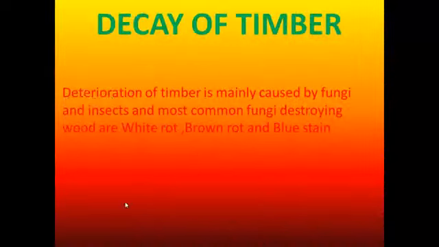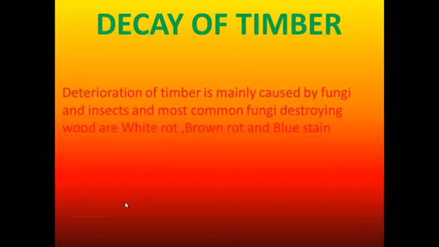Decay of timber. Decay means the deterioration of timber, and it is mainly caused by fungi and insects, as they grow in damp situations over wood. Three main types of fungi known to cause the destruction of wood are white rot, brown rot, and blue stain. White rot destroys the wood by consuming the lignin part of the cell tissue, leaving behind the light colored cellulose part in rotten form.